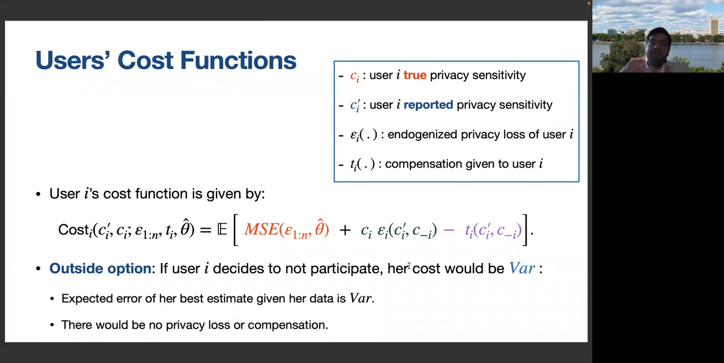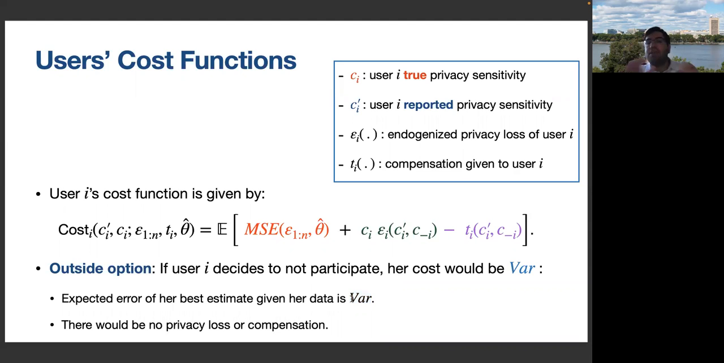And of course, we need to define the outside option, meaning what will happen if users simply do not join our trial, for instance, for learning the drug efficacy. In this case, there would be no privacy loss and no compensation, so the second and third terms disappear. But for the first term, we make an assumption that if they do not participate, they will not have access to the data x-hat. So the best mean square error they can have is by going with their single data point, in which case the mean square error would simply be the variance of one data point, which we denote by var. So the outside option of not participating and not sharing the data would be just var.